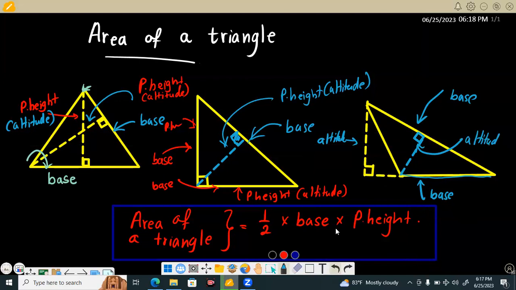Okay. According to the base that we consider, the perpendicular height depends on the base we consider. Okay. Is this clear?